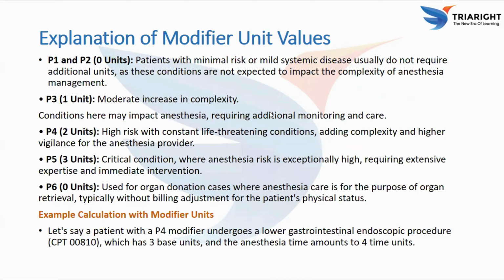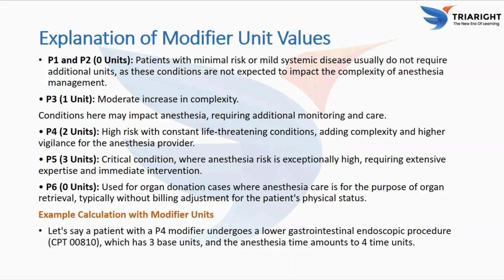So ASA physical status modifiers P1 to P6, they show how sick a patient is. Each modifier may add extra units to anesthesia billing. So the more the units, the more the payment, because more skill and risk are involved. P1 and P2 have 0 units. That is low risk patients.